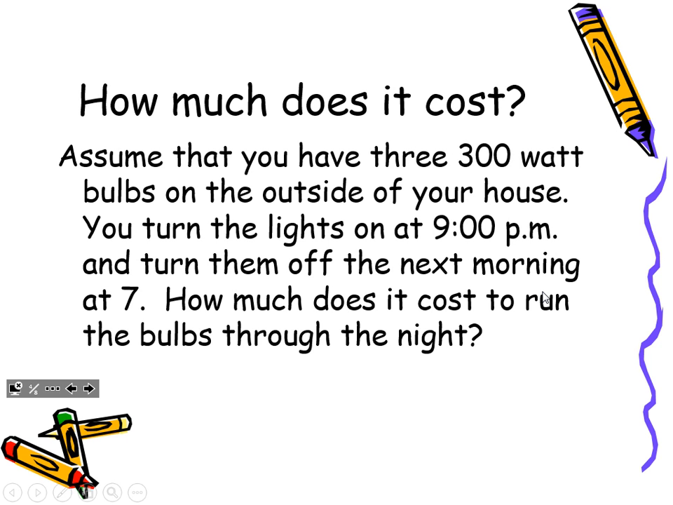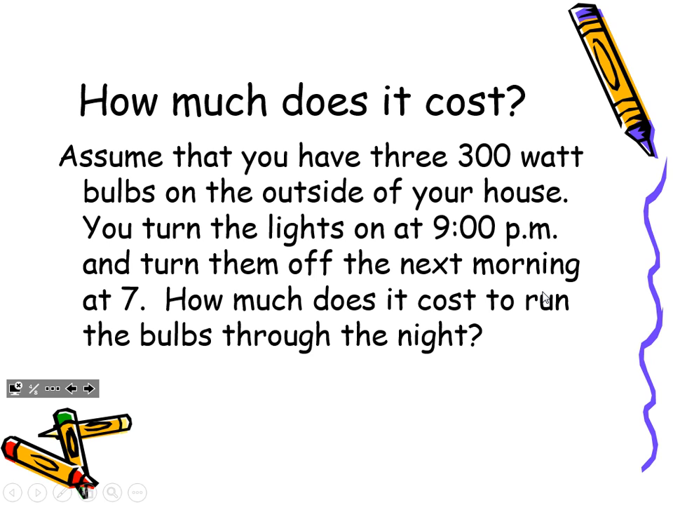So how much does it cost? The example here is you have three 300 watt light bulbs. Each one's 300 watts on the outside of your house, garage lights. You turn the lights on at 9 p.m. You turn them off the next morning at 7. How much does it cost to run the bulbs through the night?